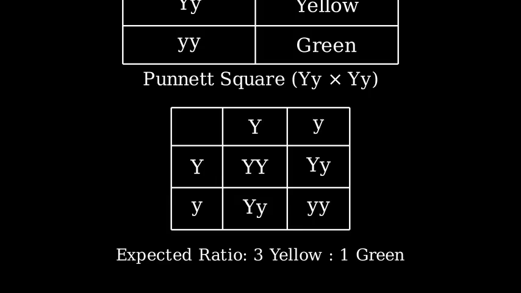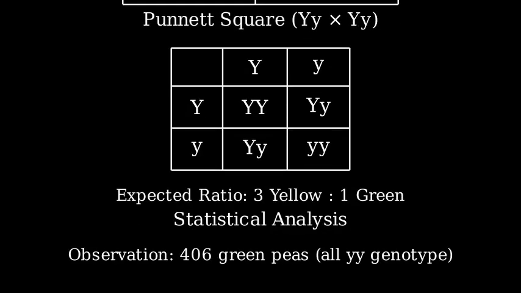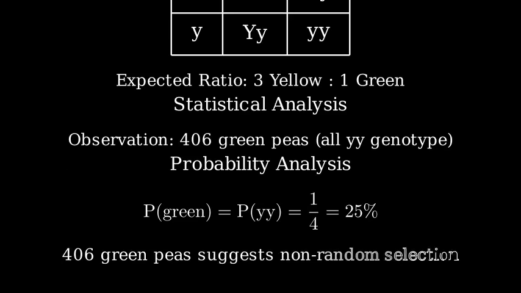Now let's analyze our sample of 406 green peas statistically. If we're seeing all green peas, this means all plants in our sample must have the yy genotype. This is quite interesting from a statistical perspective. For a plant to be green, yy, both parents must have passed on the recessive allele. The probability of this happening in a random population would be 1/4 or 25%. Finding 406 green peas suggests this wasn't a random sample.